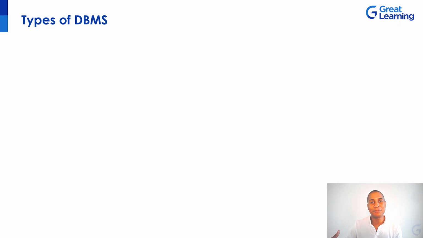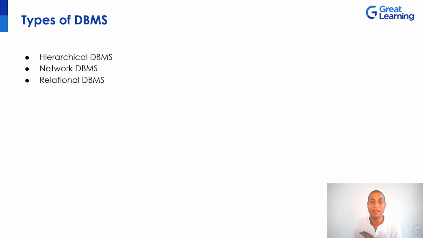So what are the types of database management systems? We're going to cover four types. We're going to talk about hierarchical, network database management systems, relational database management systems, and finally, object-oriented database management systems. We're going to go over why these may be favored in some situations over others.